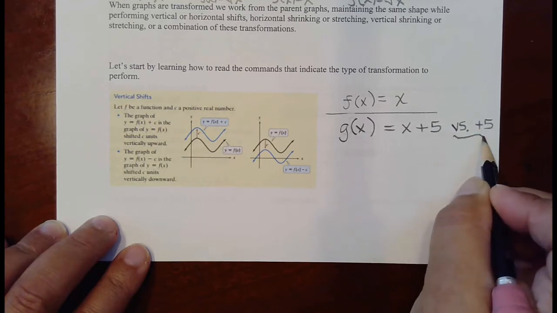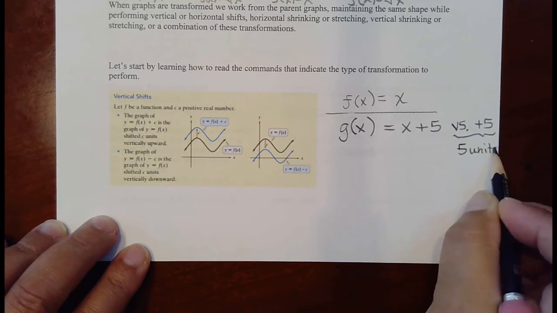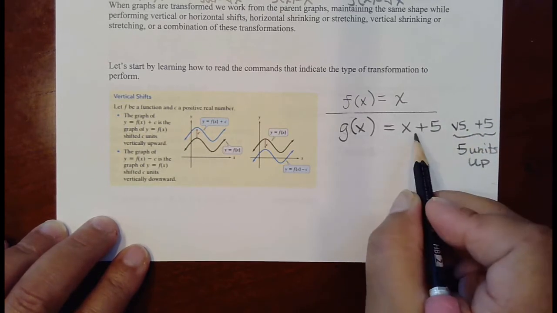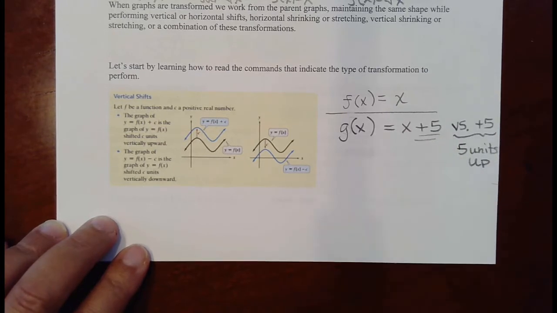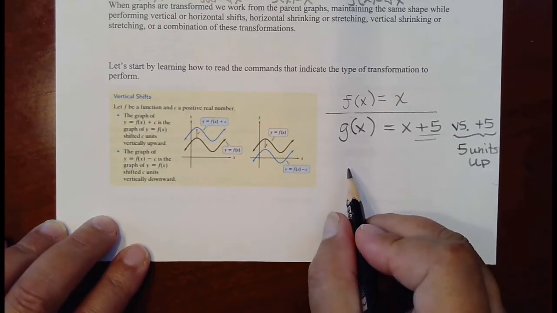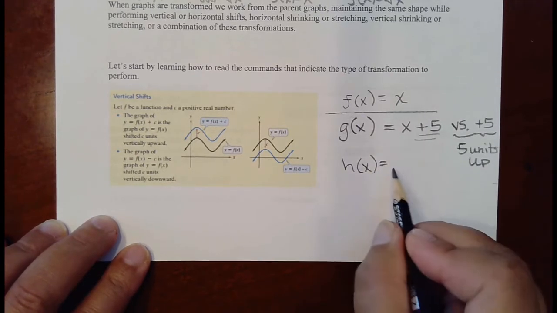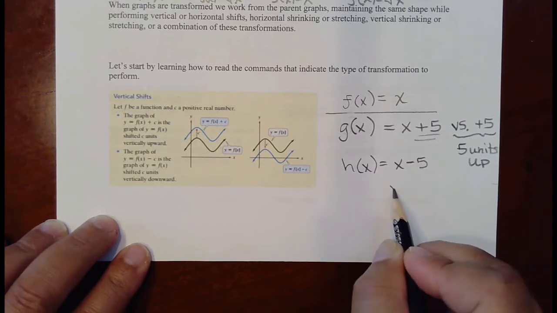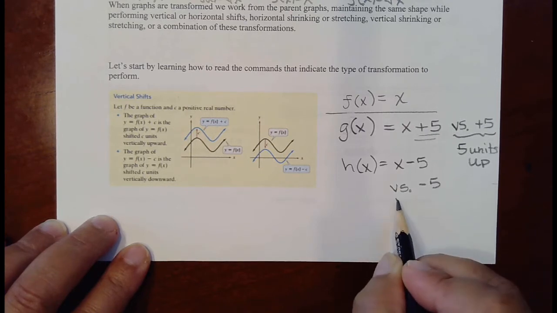Vertical shifts behave exactly the way the sign indicates that it would shift, whereas horizontal shifts don't do that. Let's say that they gave you some other function that was the parent graph, but then with a -5. That would indicate a vertical shift of -5. That would mean that compared to the parent graph, it would be moving 5 units down.